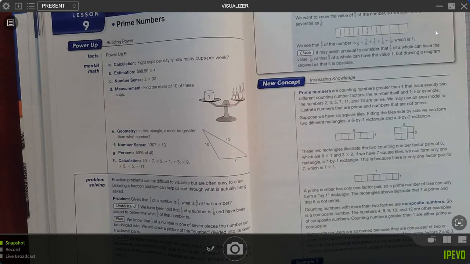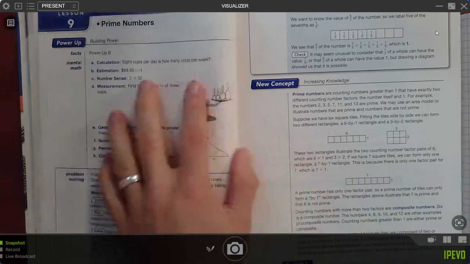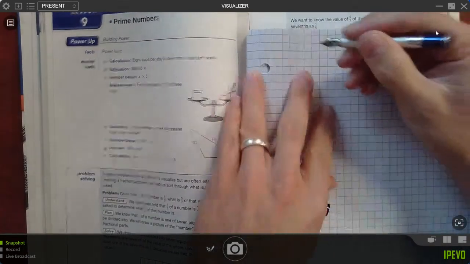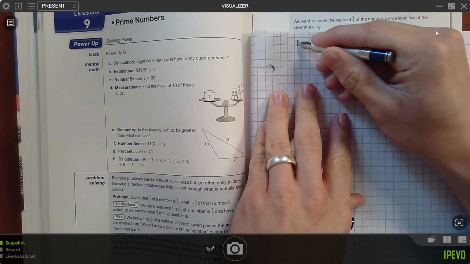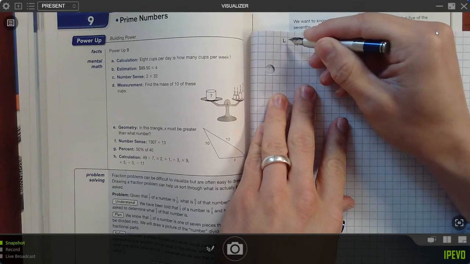So, lesson 9, prime numbers. Prime numbers are interesting because we're still finding new ones of these. Anyway, you're starting with your mental math. You're going into problem solving. Okay. Then, prime numbers, lesson 9.